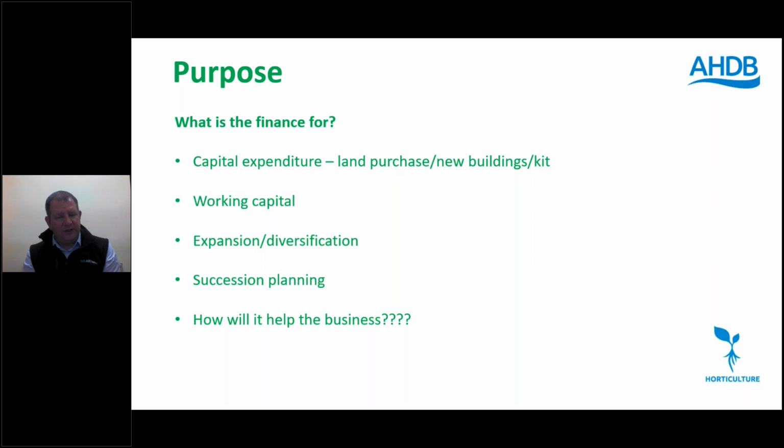An example for succession planning might be, look, I've got a sibling in the business. We're not necessarily agreeing on everything. I want to buy them out. It will help our business. Yes, okay, we might need to borrow to do it, but it will help the decision making in our business, and we will be able to progress over the longer term. So just some things to think about there in terms of what the finance is for.